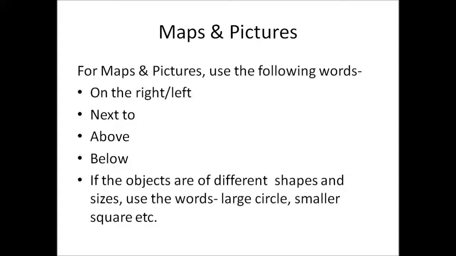Maps and pictures will have obvious features highlighted. Use words and phrases that describe the locations. For example, on the right, left, next to, above, below, and so on. If objects are of any particular colors, you can say, for example, that so-and-so country is marked in red. If you see objects of different shapes and sizes, you can describe them like large circle, smaller square, etc.